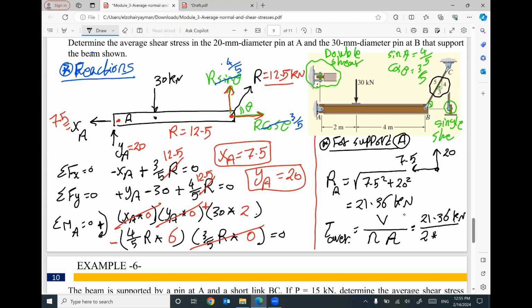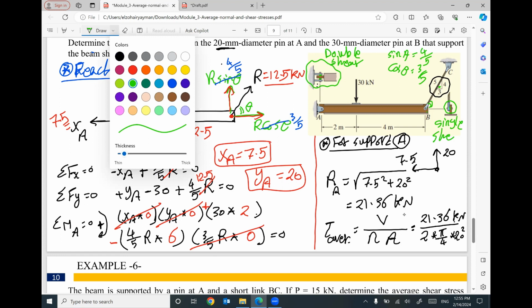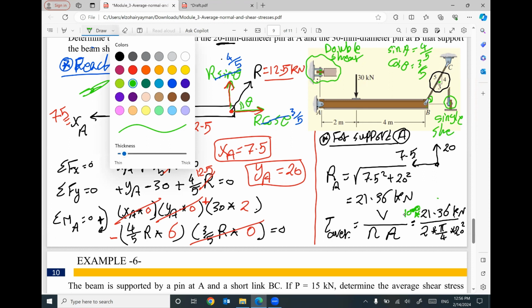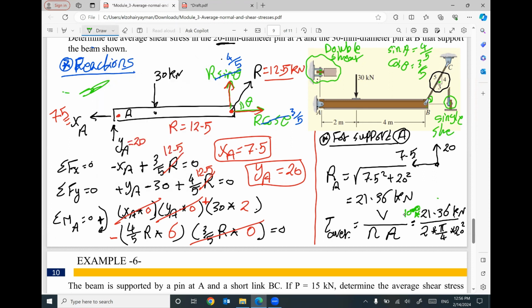The cross-section area of the bolt at A with the diameter 20 millimeter will be pi divided by 4 times this diameter square. That makes sense? I do recommend to multiply this 21.36 by 1000 to be in Newton.